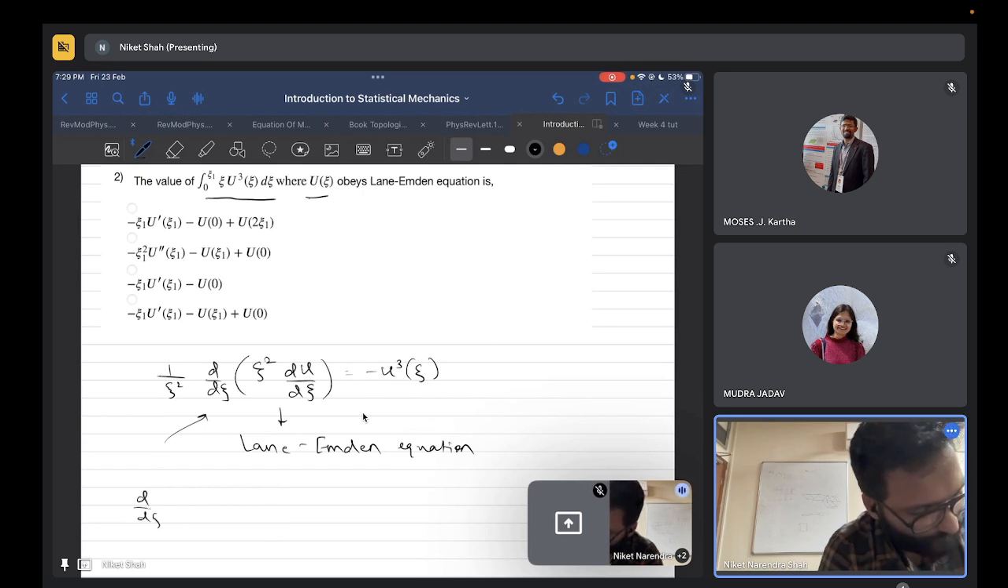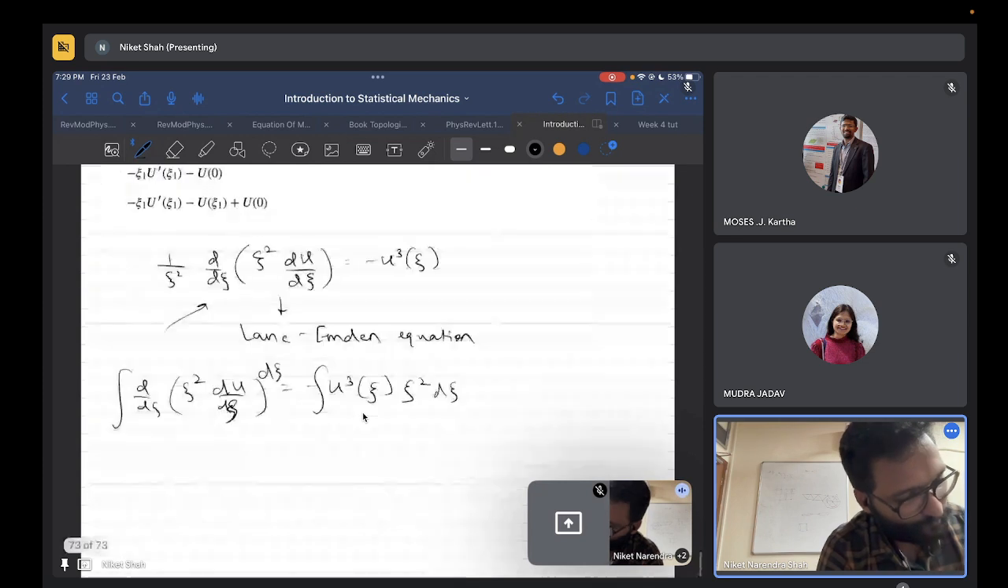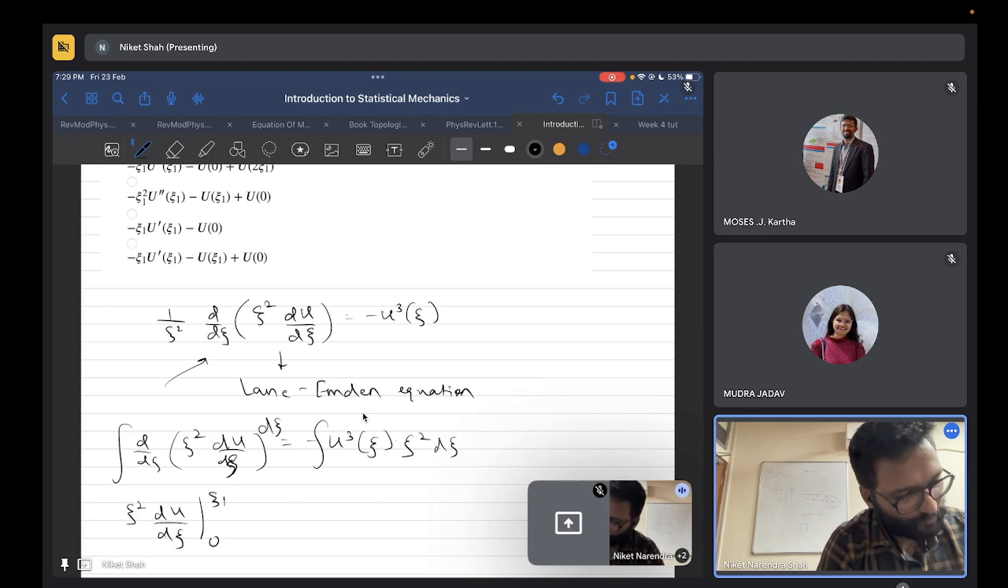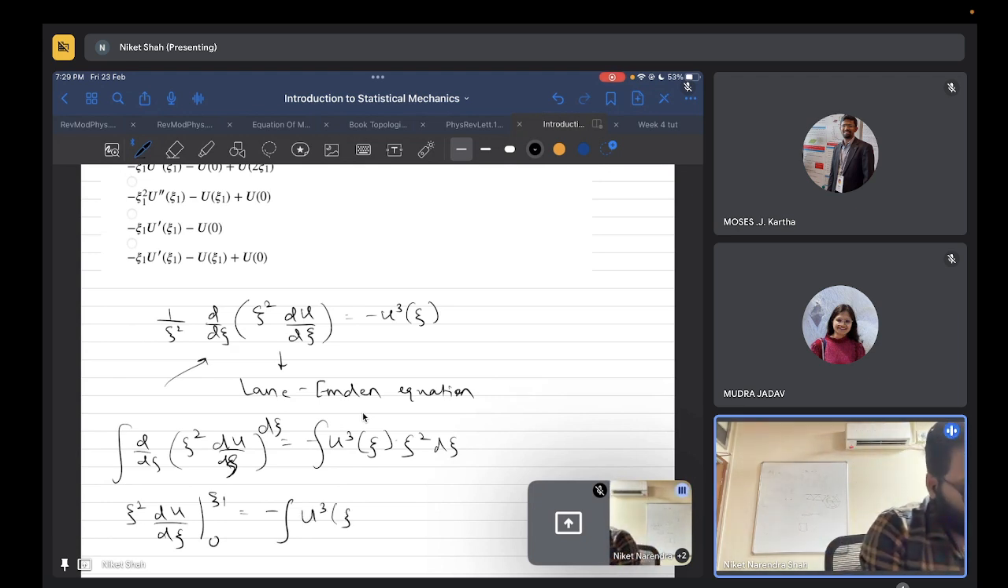d by d chi of chi square du by d chi is equal to minus u cube chi into chi square. And now I want to integrate on both sides with d chi. So what I'll get is chi square du by d chi. The integration runs from 0 to chi 1, right? Yes, is equal to minus of integral u cube. Acha, this I'll have to integrate by parts, na?